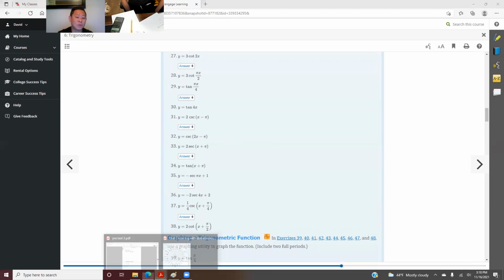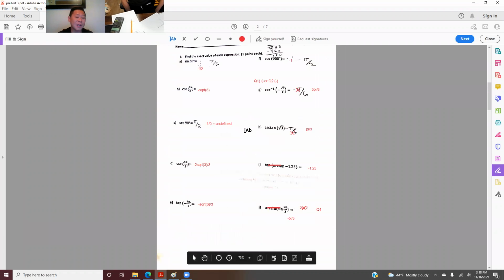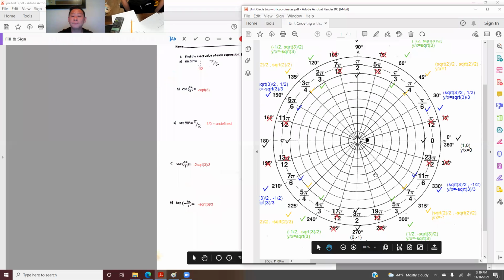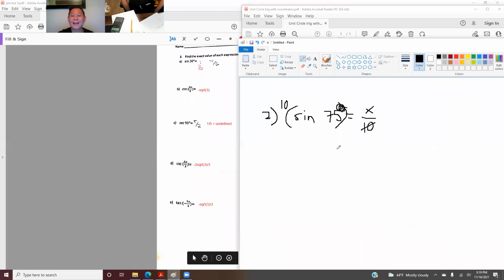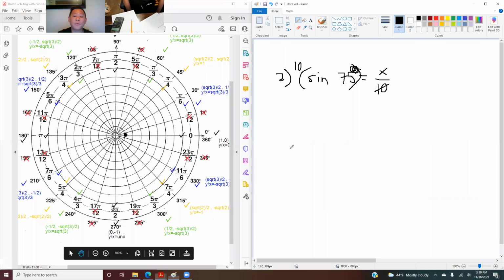To do this page, you need to take my quiz, or you can simply write this test on your own. How do you do it? Take out your unit circle and pick a radian or a degree. Let's say I pick 7 pi over 4. I just ask, what is cosecant of 7 pi over 4?